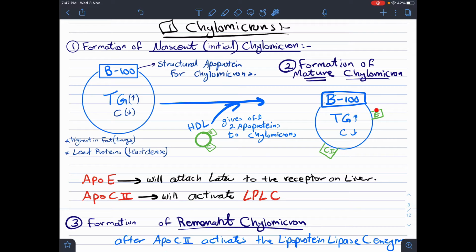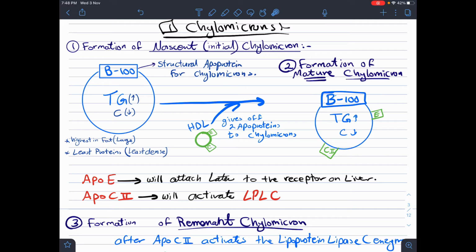Why is it important that the HDL donate ApoE and ApoC? Okay, I know ApoC2 is important for activating an important enzyme. ApoE is important because when this chylomicron reaches the liver, the liver is going to recognize the ApoE, and that's how the chylomicron is going to be taken up by the liver.